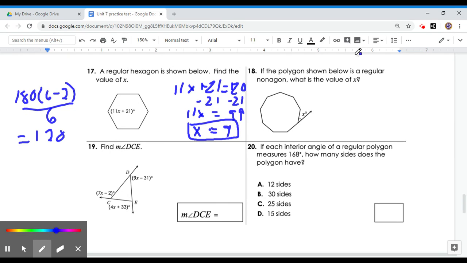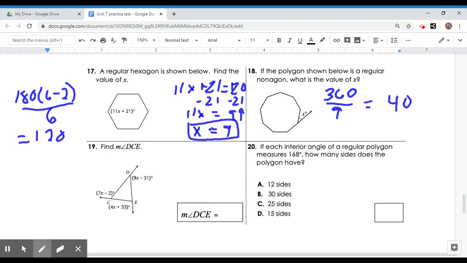All right, for 18, we have a regular nonagon, and we're looking for one exterior angle. So the key here is to find one exterior angle of any regular polygon. You take the sum of the exterior angles, which is always 360, regardless of how many sides it has, and divide by the number of sides. So 360 divided by 9 is 40. So x equals 40. That's it.